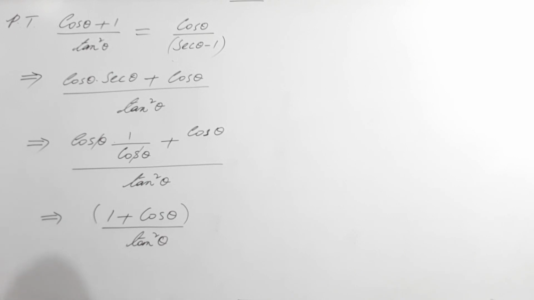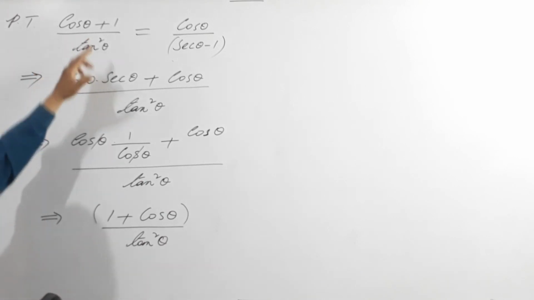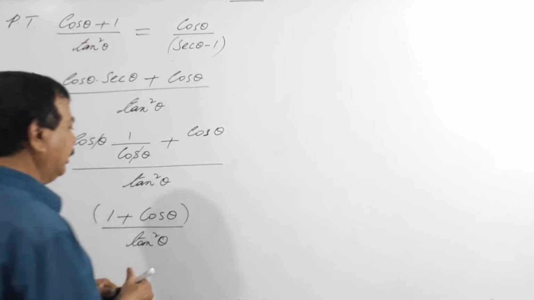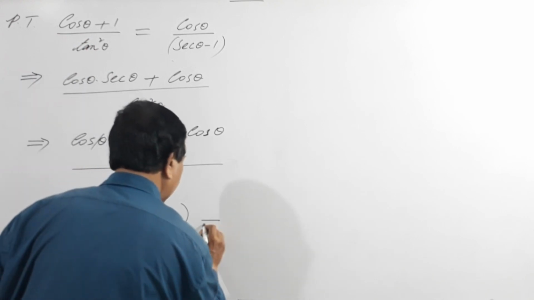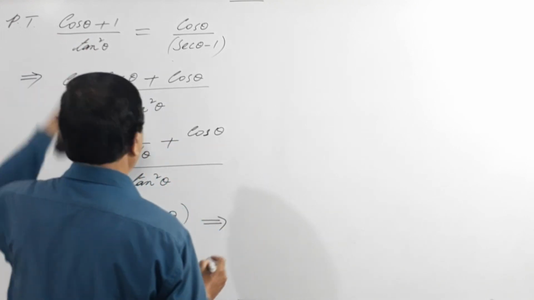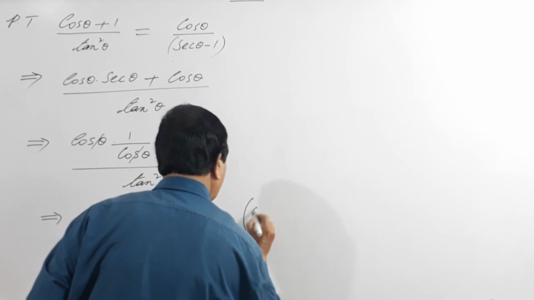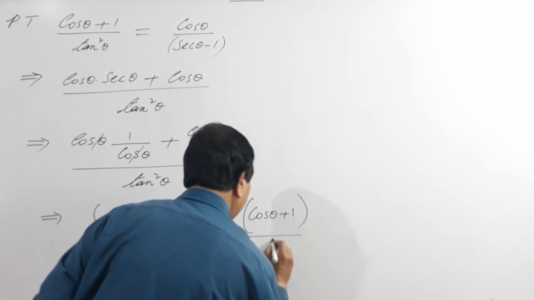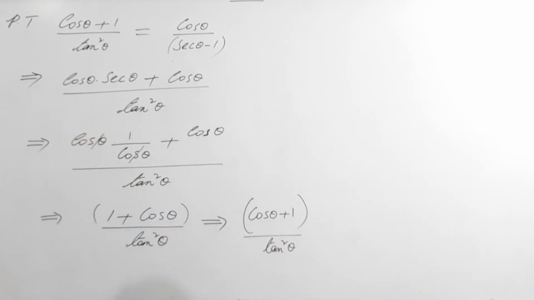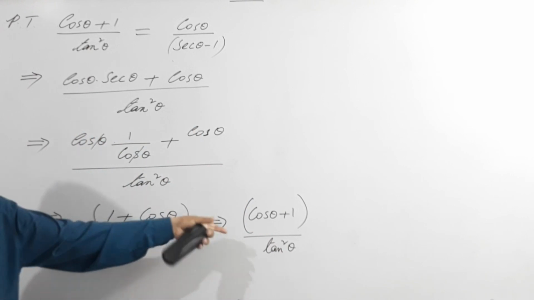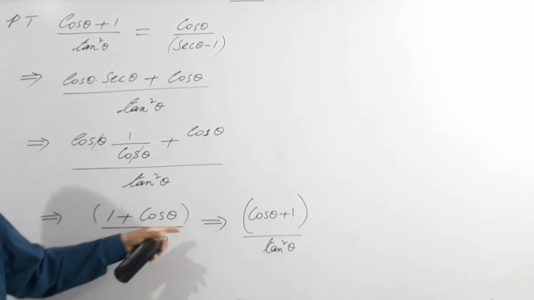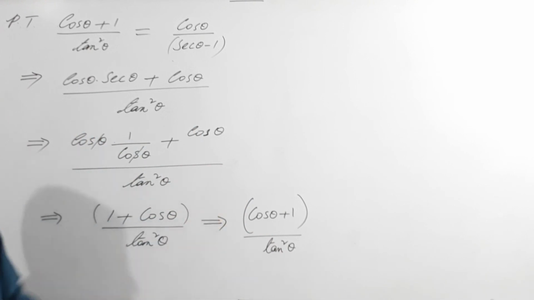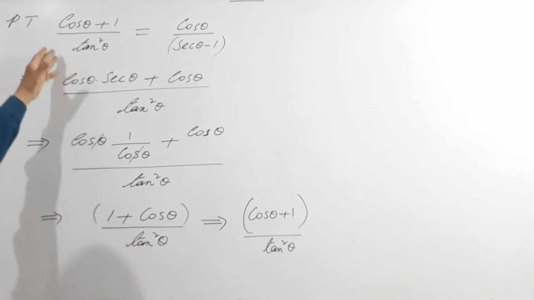So what does he want? He wants cos theta plus 1. So we can rewrite it if you want, or we can leave it as it is. This is nothing but cos theta plus 1 divided by tan square theta. A plus b is nothing but b plus a. A plus b equals b plus a. That's what I have just rearranged.